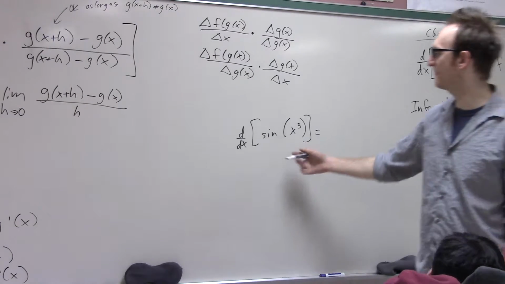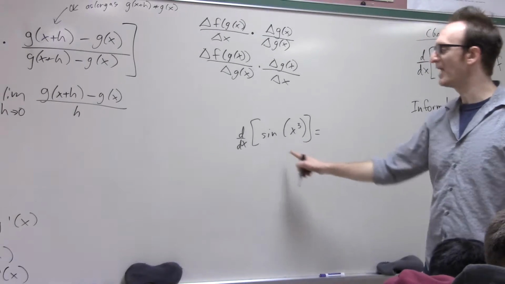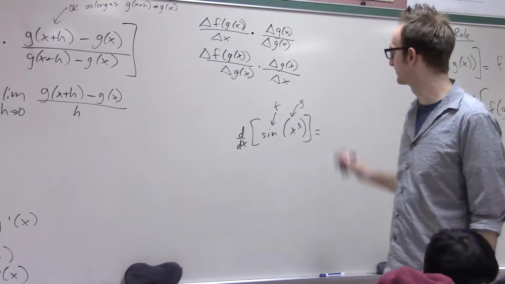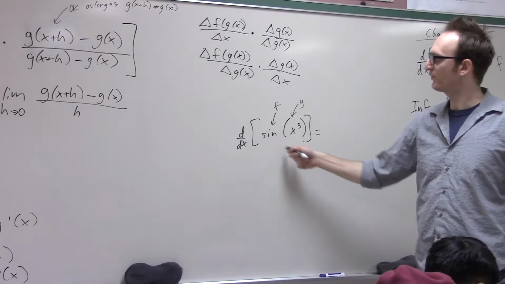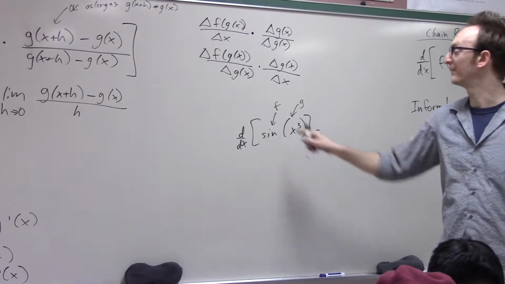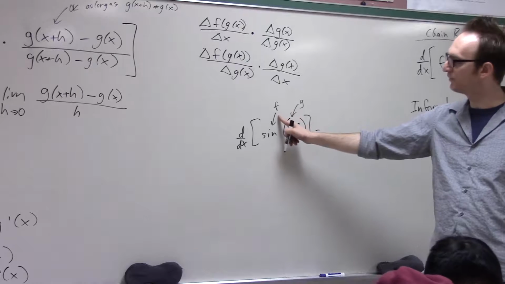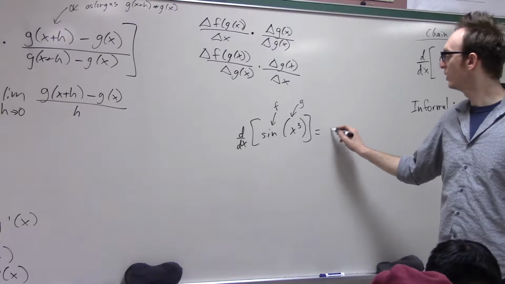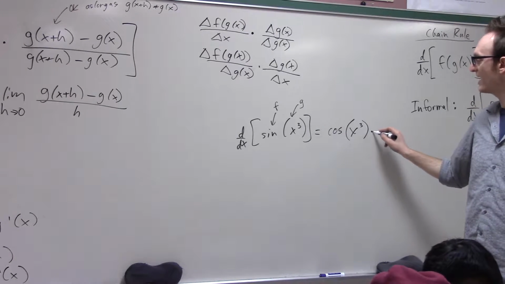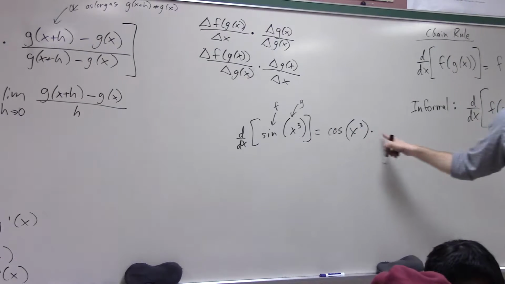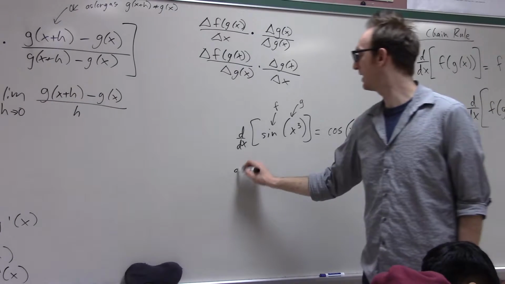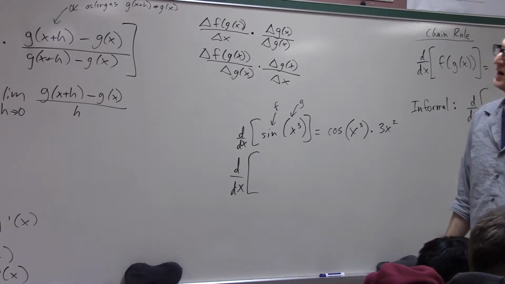Well, if we're being really careful about this, we would say, okay, what is sine of x cubed? The outer function is sine and the inner function is x cubed, right? So that's f and that's g. And the chain rule says that when you differentiate f of g of something, well, I guess we'll just do it the normal way. It's the derivative of f, which is cosine, evaluated at g, so cosine of x cubed, times g prime, which is 3x squared. Bam. Cool.